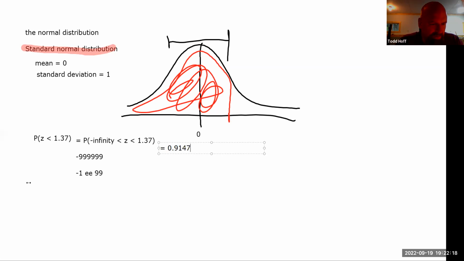Let's say we have the probability that Z is greater than 0.82. Well, again, we have to write this as a range. This is saying what's the probability that Z is between 0.82 and positive infinity. Well, you can probably guess how we enter positive infinity. It's going to be exactly how we entered negative infinity, but without the negative.